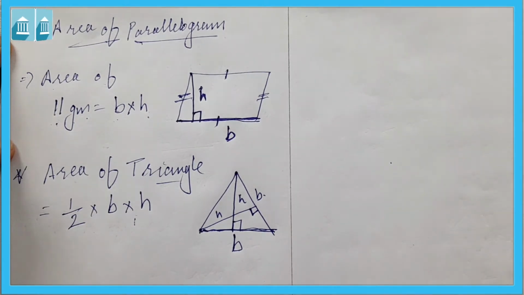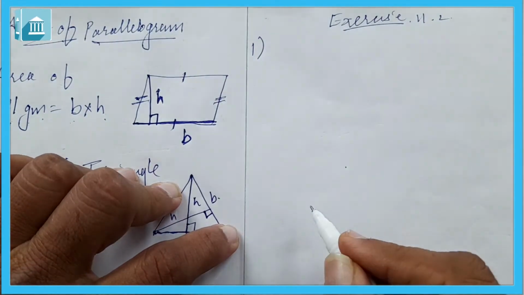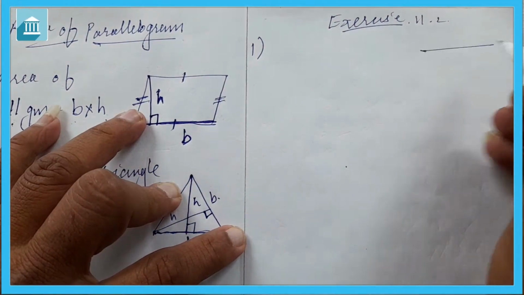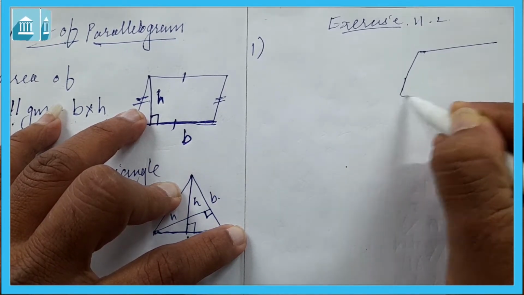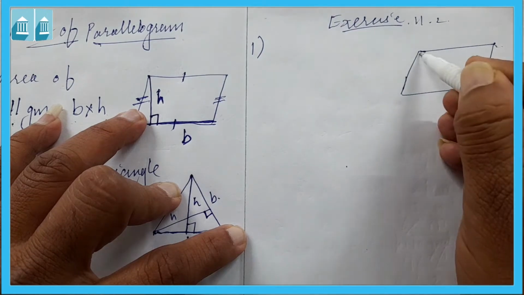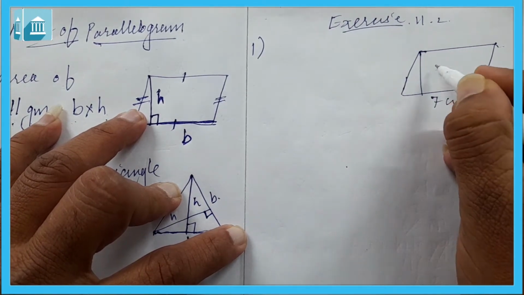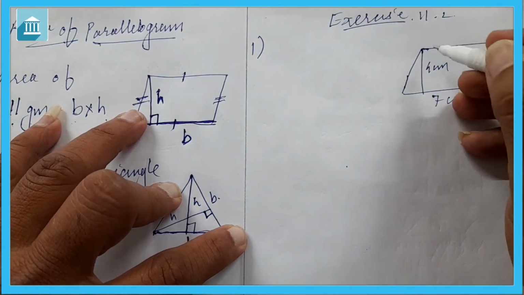Now let us see exercise 11.2. In exercise 11.2, question number 1 is: find the area of the following parallelogram. Here one parallelogram is given like this, whose base is given 7 centimeter and height is given 4 centimeter. We have to find out its area.